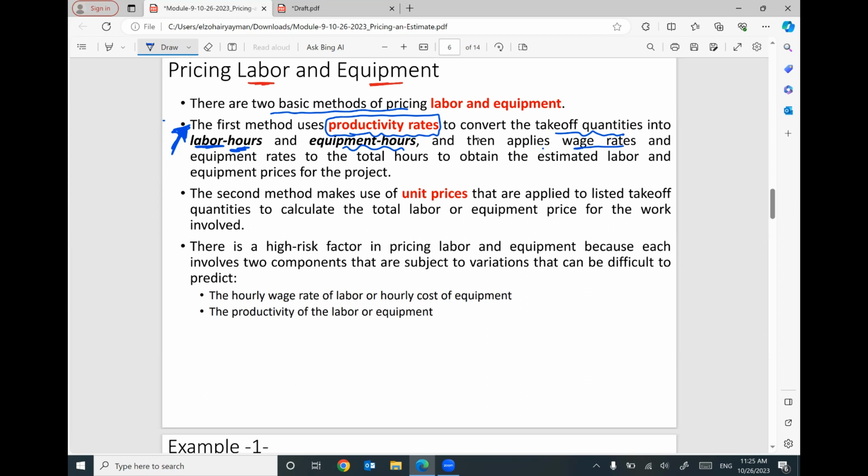Does that make sense? So in this method, I need two pieces of information. What is the productivity rate and what is the quantity takeoff? These two pieces of information will help you figure out the total time, labor hour or labor time or equipment time. Then what is the rate for the labor? What is the rate of equipment? What is the price per day? Then I can figure out the total cost.